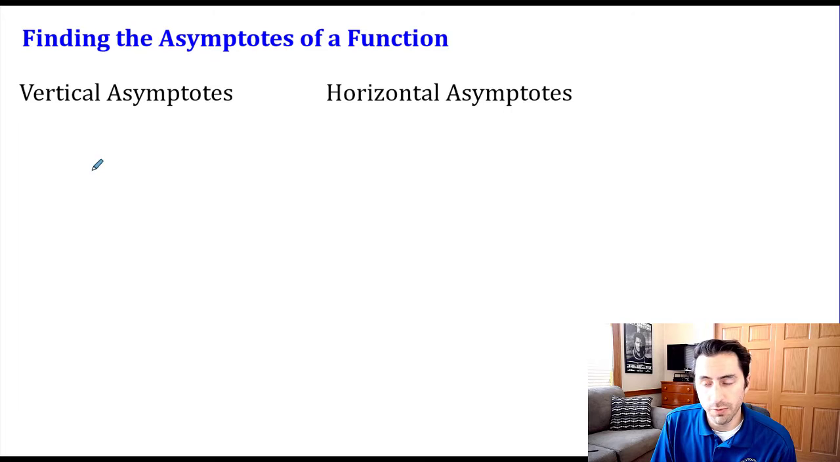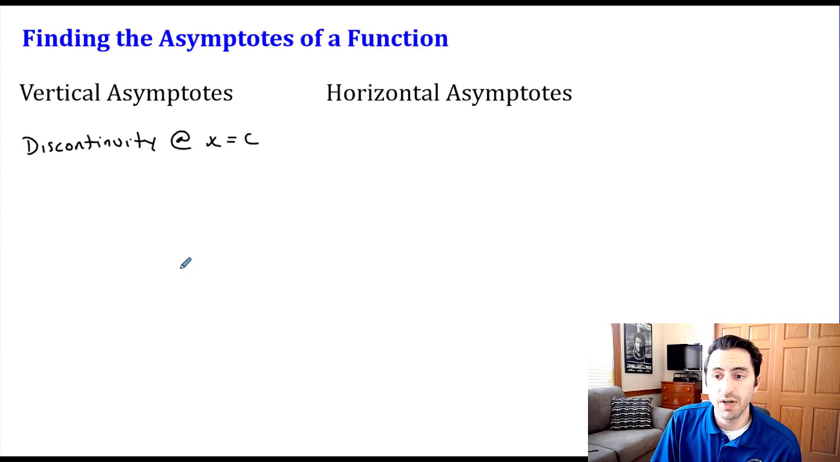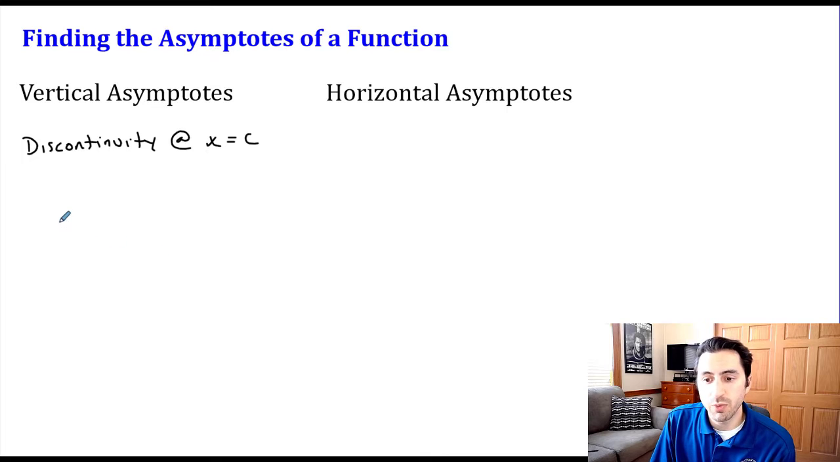What we're going to be looking for initially with vertical asymptotes is any discontinuities in our graph. So let's say we have a discontinuity at some value, and we'll say c. So we notice we have a discontinuity at x equals c. Maybe it's something that's excluded from the domain of our function. What we need to do to find out if this is a vertical asymptote is we need to test the limit as we approach c from both sides. So we need to test the one-sided limits as x approaches c.